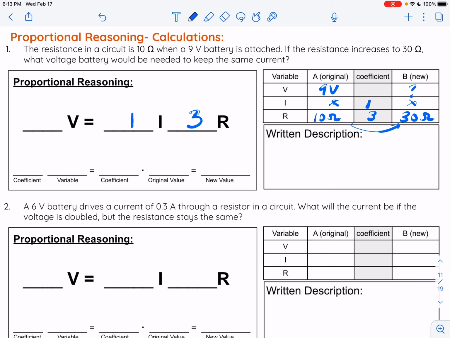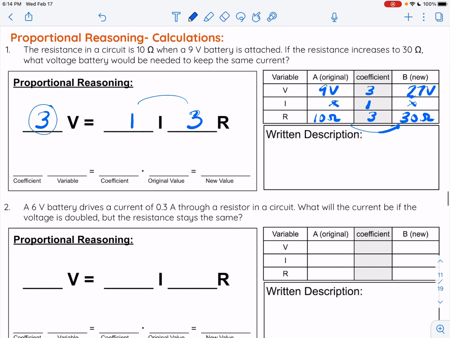So I need to put something here that will be 1 times 3, so that's going to be a 3. I can see that that coefficient is going to be a 3, so my new voltage is going to be 27. So when I write it down here, this is what I'm looking for. I say 3V, 3 times the original value of 9 volts is going to be 27 volts.